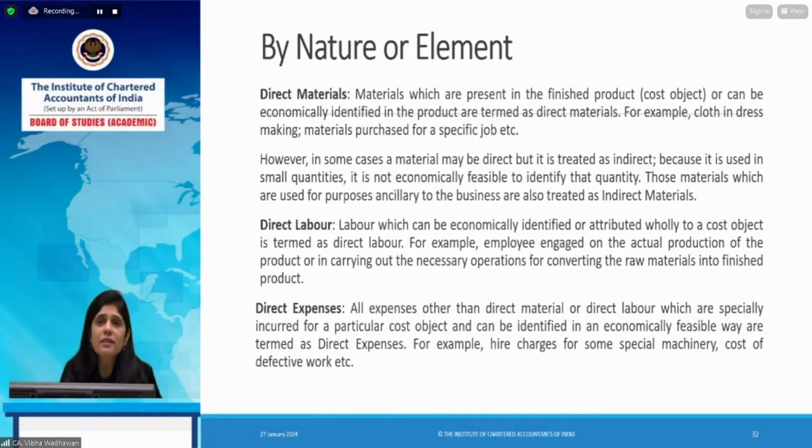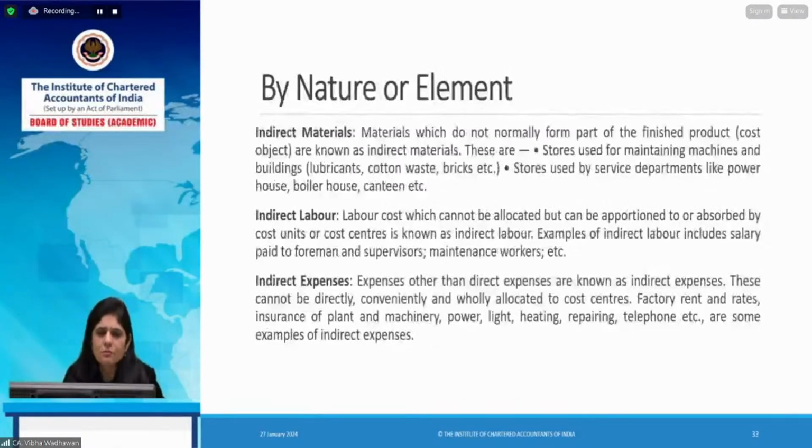So the higher charges, especially for that product, is the direct expenses. Cost of defective work, so you will understand when we'll do the cost sheet later. So nature of element: direct material, direct labor and direct expenses, these are the costs which are directly identifiable, which can be directly measured on the product, is called direct cost.